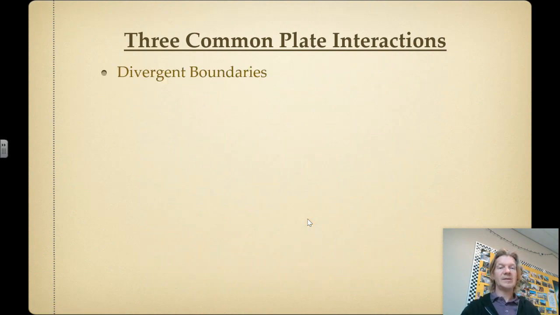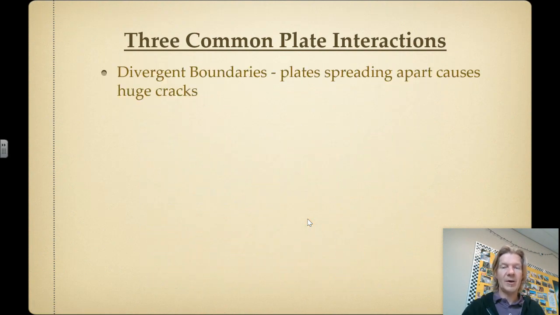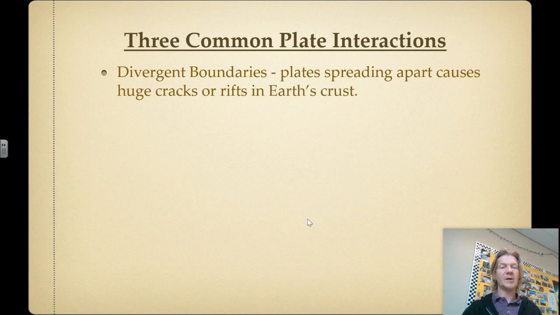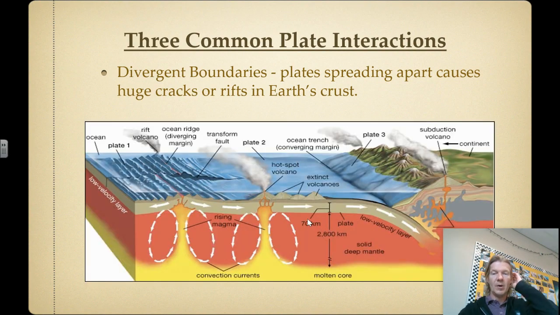Okay. The second one is called divergent boundaries. That's where plates are spreading apart, and that causes huge cracks or rifts in the Earth's crust. Now remember, as they move apart, all of the weight is pushing down. So as soon as there's a little bit of a crack, all this pressure from below pushes up and you get eruptions.